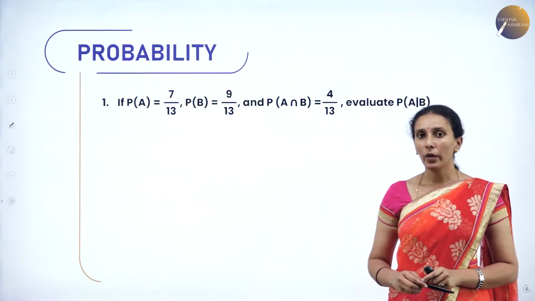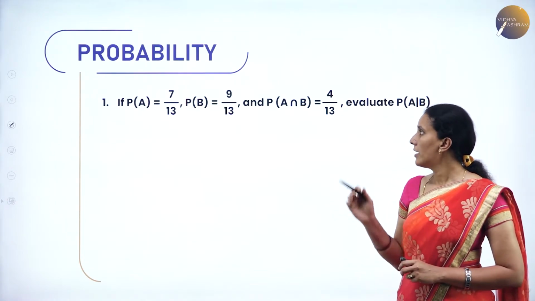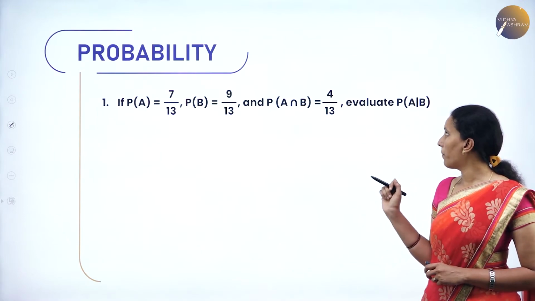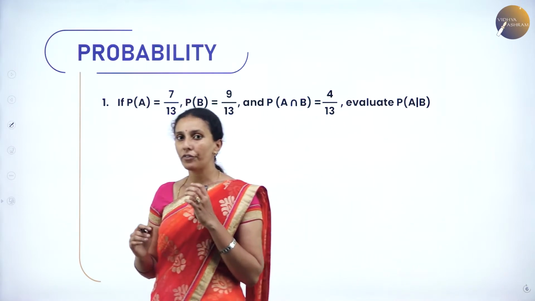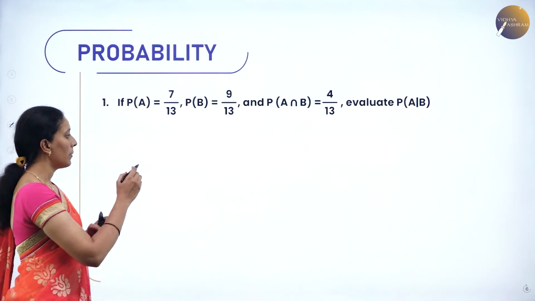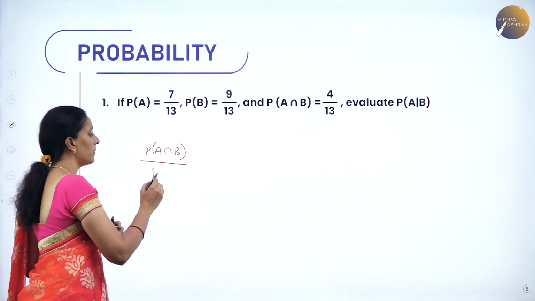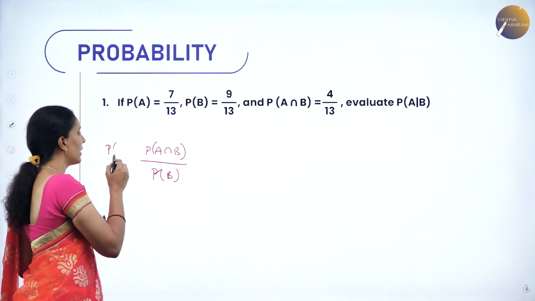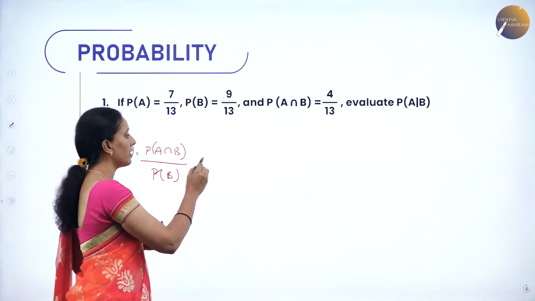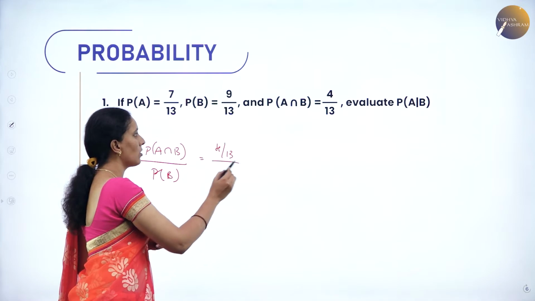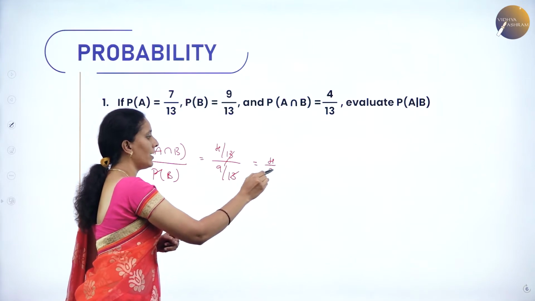Next, here we have a question. If P of A is equal to 7 by 13, P of B is equal to 9 by 13 and P of A intersection B is equal to 4 by 13, evaluate P of A over B. We know that P of A over B can be written in the form of P of A intersection B divided by P of B. So that is P of A conditional B. Now probability of A intersection B is given, that is 4 by 13. P of B is also given, that is 9 by 13. When you cancel it, the value is equal to 4 by 9.